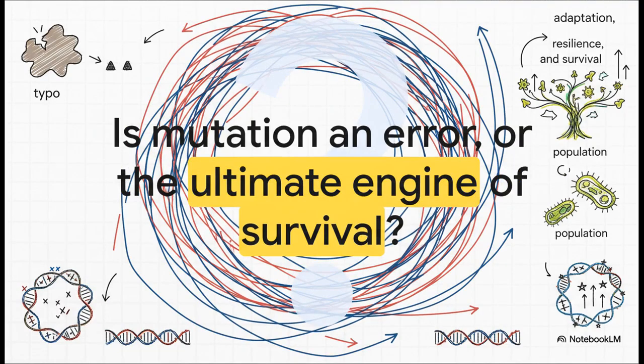So that leaves us with one final thought. We started this by calling mutation an error, a typo. And yeah, for one individual organism, it often is. But for a whole population facing a constantly changing world, that constant, low-level stream of mistakes isn't a bug. It's a feature. It's the engine of adaptation. It's the source of all innovation. It's the ultimate key to survival. So you have to ask yourself, is it possible that the ability to make mistakes is the single most successful strategy that life has ever invented?